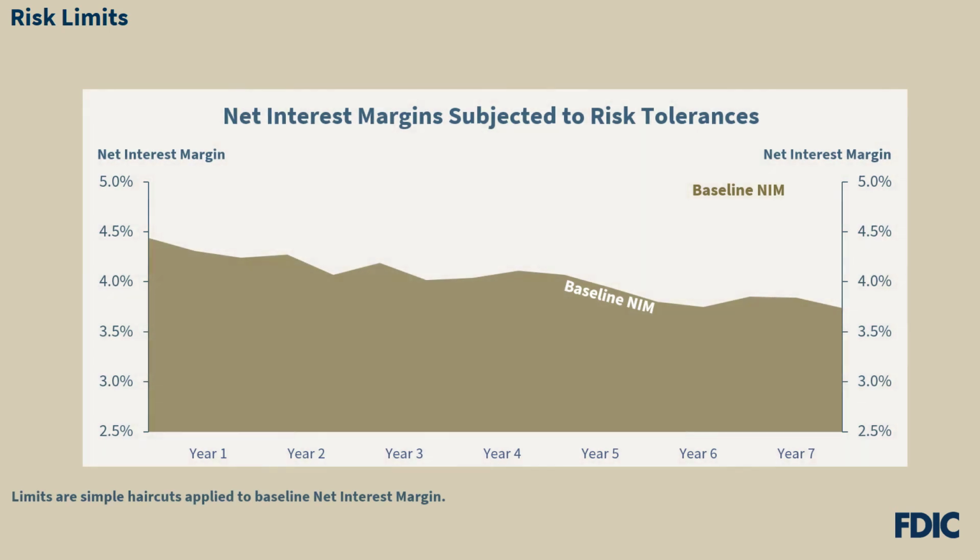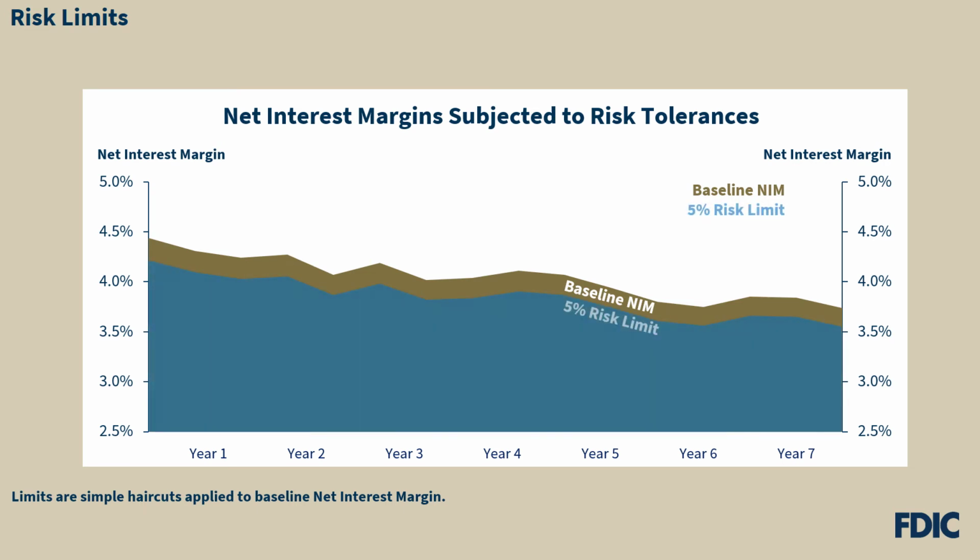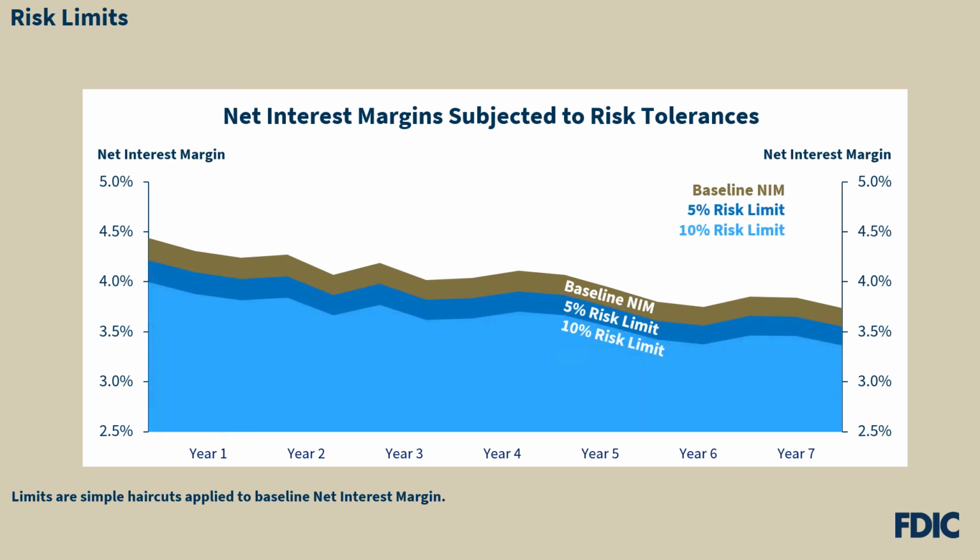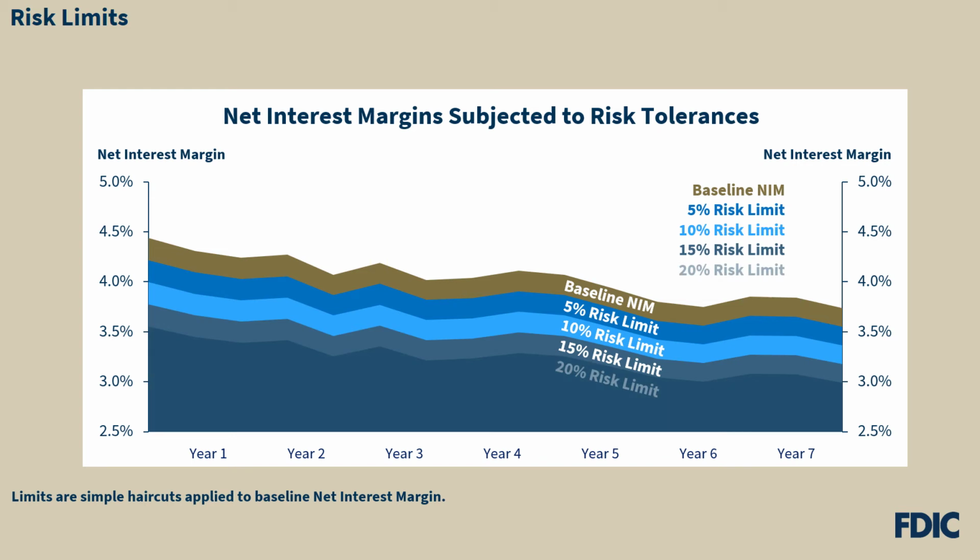A basic approach to estimating this tolerance is to reduce actual margins by the amount of the risk limit. To illustrate this point, this chart shows a hypothetical net interest margin for a community bank. The chart then shows what would happen to the margin if it were reduced by amounts ranging from 5%, 10%, 15%, and 20%. As the dark blue shading reflects, a net interest income decline of 20% would cause substantial margin erosion, resulting in the margin falling substantially.